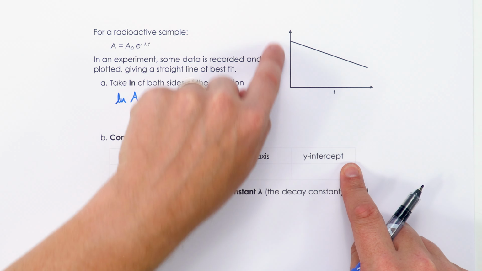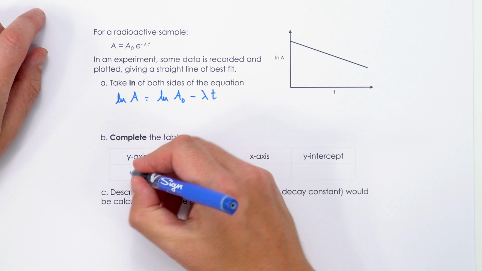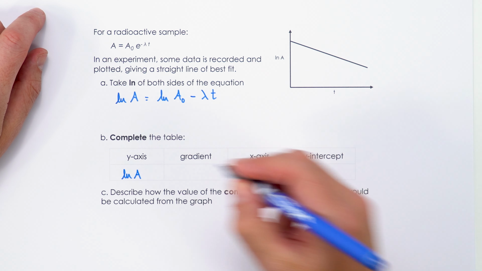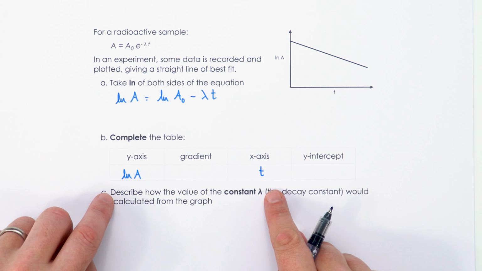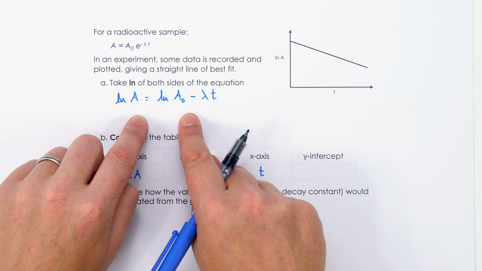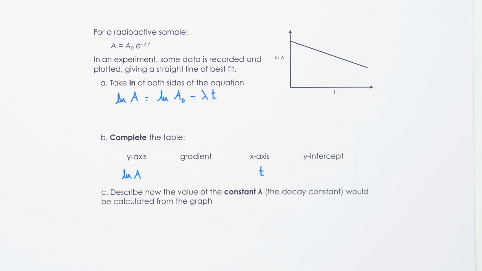Okay, the next thing we need to do is just complete the table here. Now on the y-axis, on this graph over here, we've got the natural log of A, and on the x-axis we've got t. So how does that relate to this equation up here, and how does that then relate to the gradient and the y-intercept?